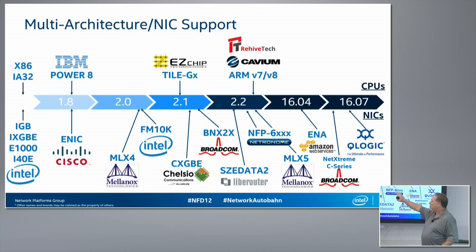So we started out way back when. We'll go across the top here. We started out back at 1.8. We bring in Power 8, PowerPC. We bring in Tilera in 2.1. We bring in the ARM SoCs and ARM architectures, V7, V8, in 2.2. And then we changed numbering schemes. We went to a year-month numbering scheme, and that's the way we're moving forward from now on. So 1604 was obviously this year in April, and 1607 was just released.